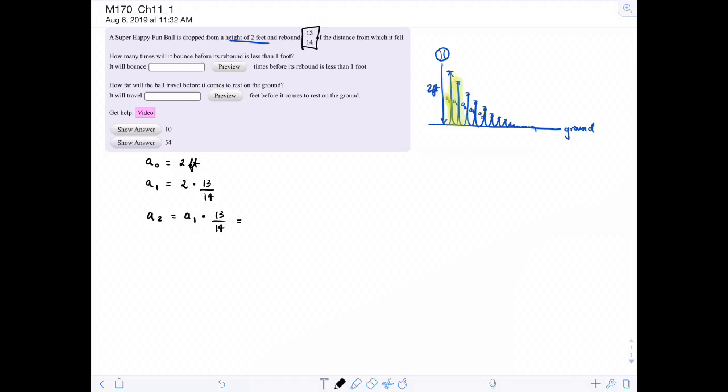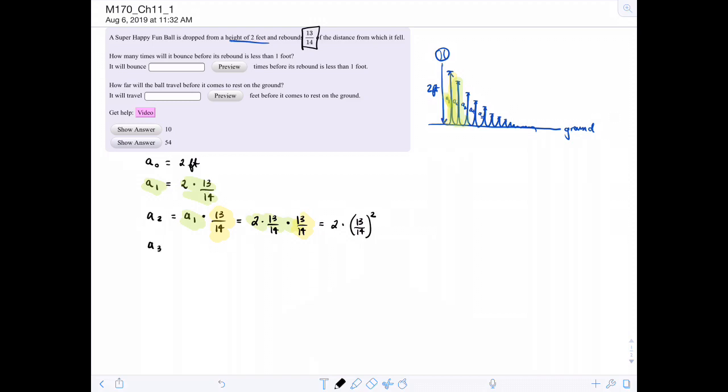But if I rewrote A sub 1 with what A sub 1 is, that would be 2 times 13/14 times this 13/14, which then becomes, simplifying, 2 times 13/14 squared. Now let's do just a couple more. I don't want to do a whole bunch.